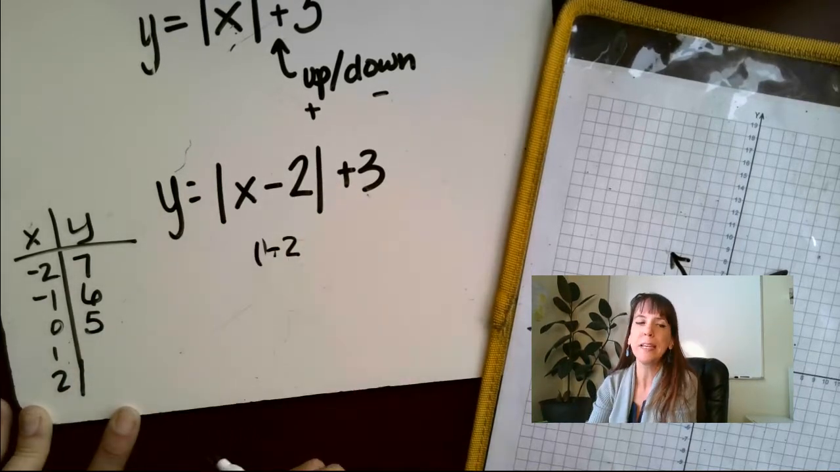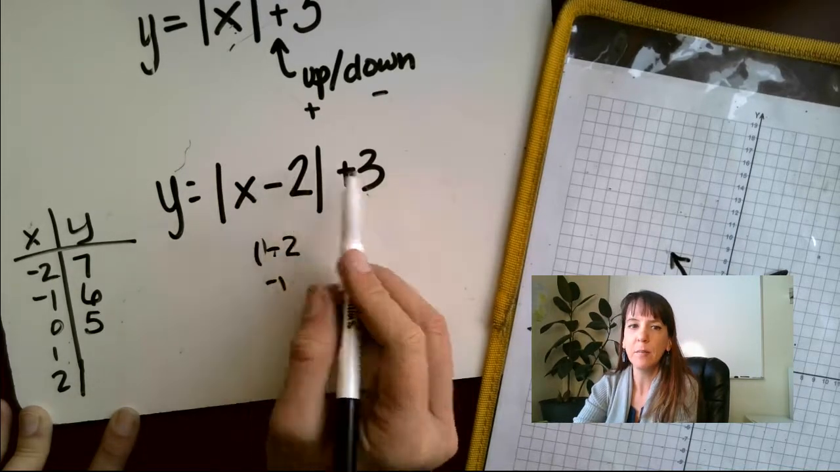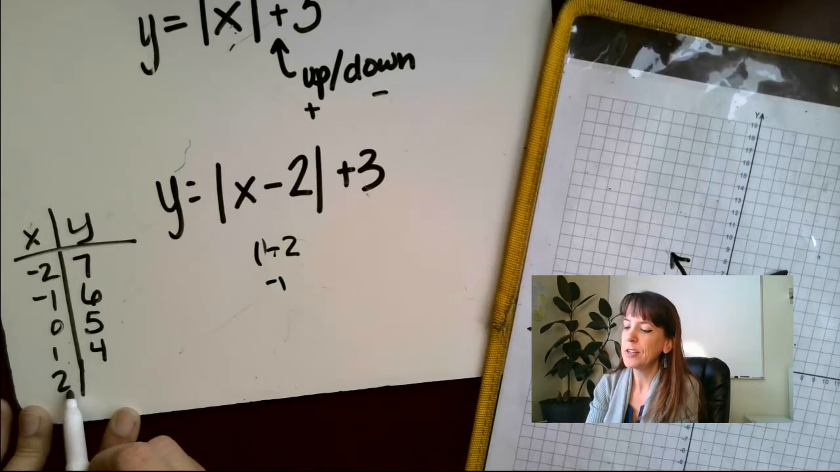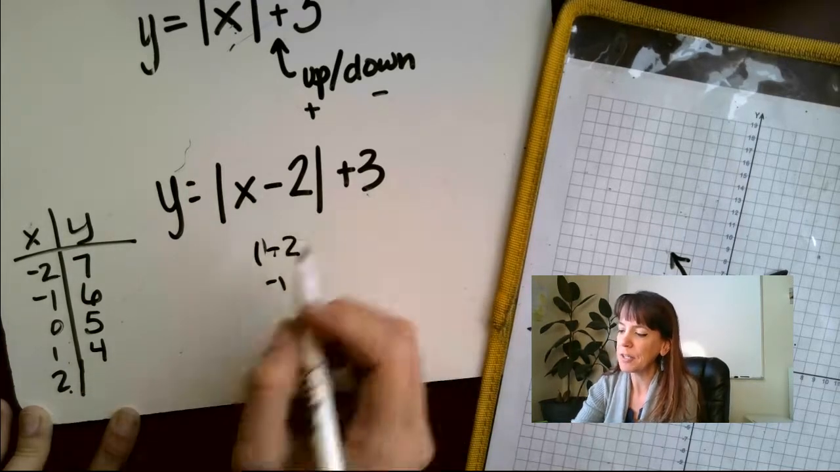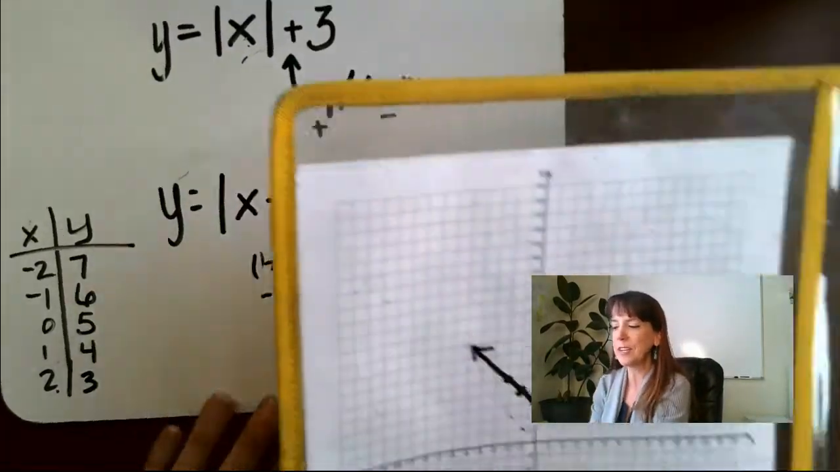All right, let's do 1. 1 minus 2 is negative 1. The absolute value of negative 1 is 1. Plus our 3 is going to be 4. All right, so 2 minus 2 is 0. Plus 3 is 3. Guys, so this is why you need to learn your parent graphs.